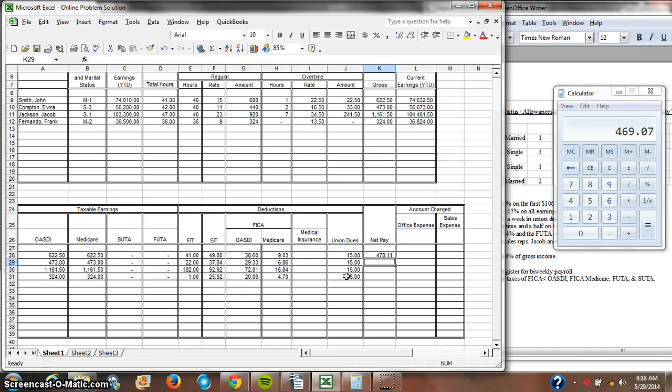So we get, it's a little bit different. Let's see which one of those is correct. Oh, I forgot my Medicare. So I can also go minus that one. And it looks like there's a difference in rounding. I'm not going to worry about that. $469.08. So let's do the next one here.